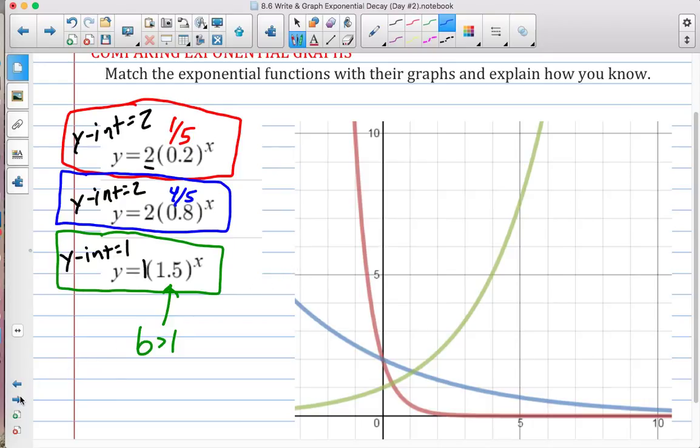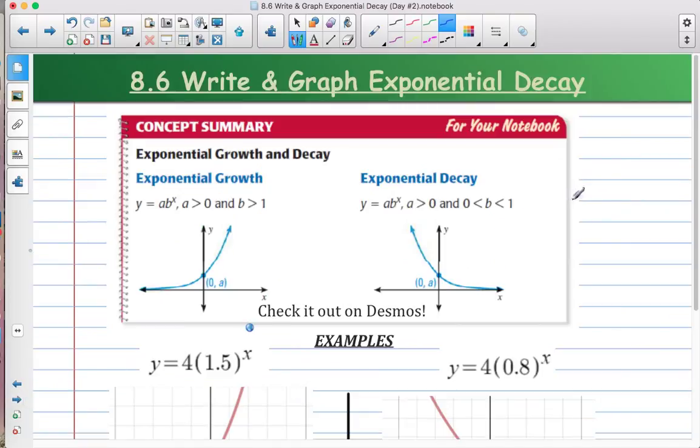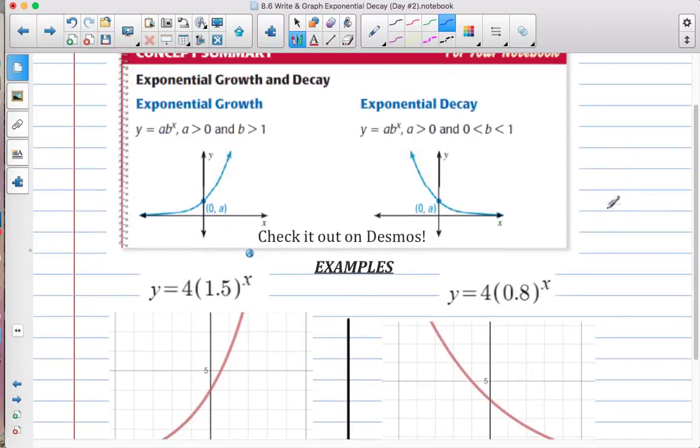Okay? So things that we've noticed. We've noticed that if it's exponential growth, the big takeaway is that B is bigger than 1. You're getting back more than 100% of your value. If it's exponential decay, you're getting back between 0 and 100%. You're somewhere between 0 and 1. You need to be less than 1. You're getting less than 100% of your value.